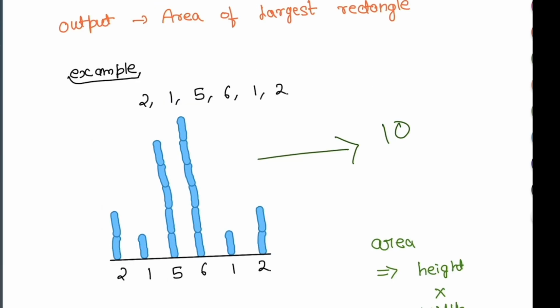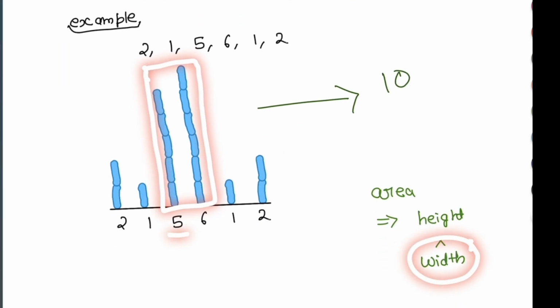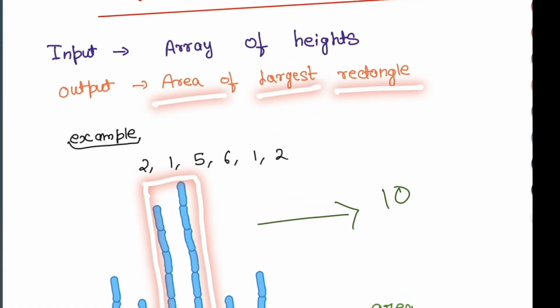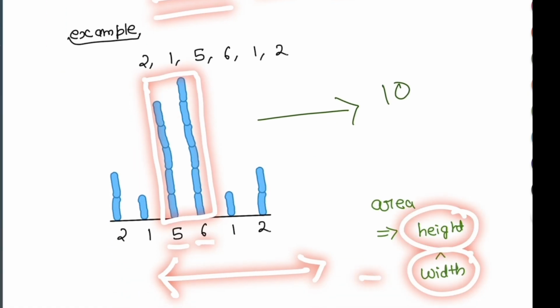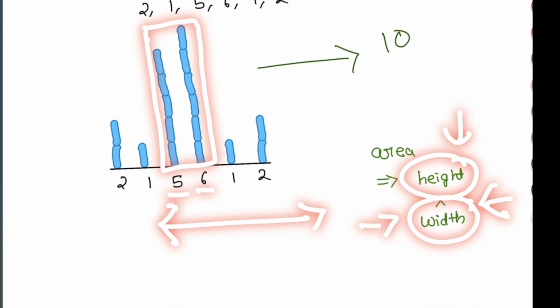So you just need to understand that if you choose multiple bars to create a rectangle, you choose multiple bars to increase your width. More bars means a better width. And you need to find the rectangle which has the largest area. Area is composed of height and width, so you need the best height and the best width. To get more width, you need to choose more bars.